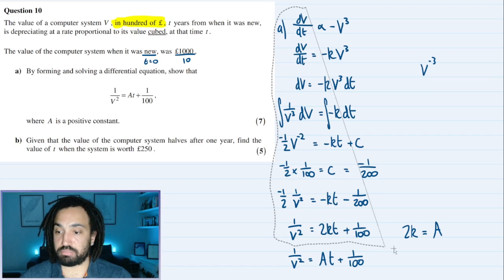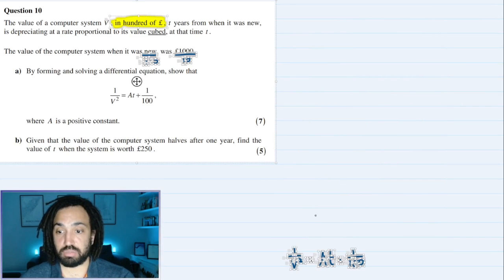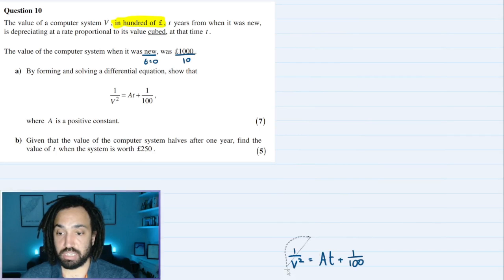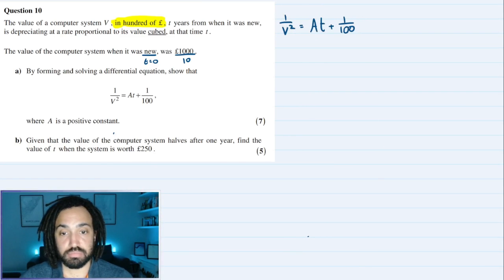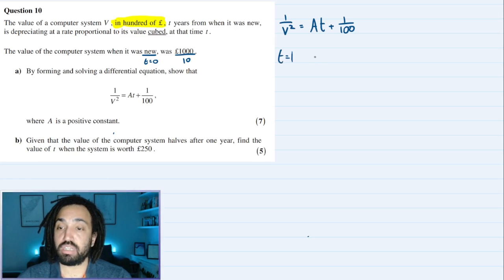Okay, let's just grab some space and then let's crack on with the next one, and that is asking me, given that the value of the computer system halves after 1 year, find the value of t when the system is worth this. So the computer system halves, the value halves after 1 year. So that tells me that when t equals 1, V is half of what it was before, so half of 10 is 5.